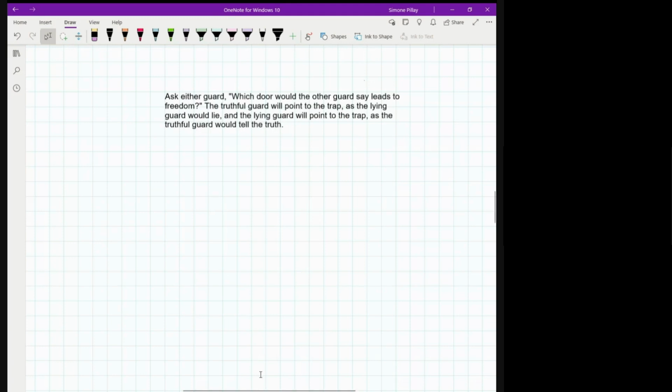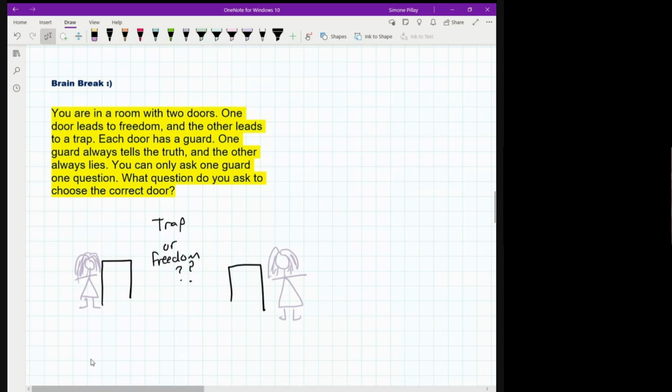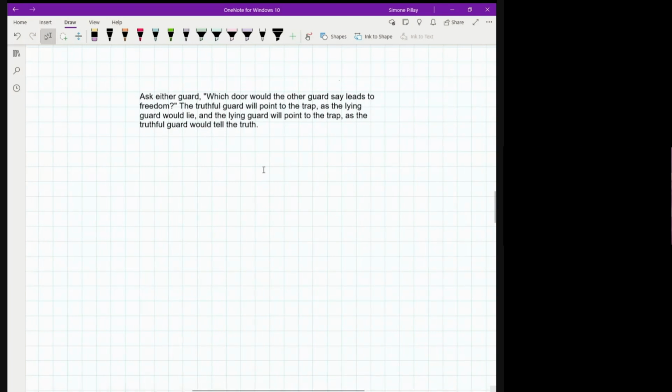Actually, I knew you guys weren't gonna get it. I knew it takes so long to understand. I don't know why I thought this was gonna be a good brain break, but that's the answer. Take a screenshot if you must, and figure it out. So basically, they're both gonna point to the trap. If you ask this question, any guard you ask is gonna point to the trap. So then, obviously, you know that's the trap. Then you're gonna go to the other door.